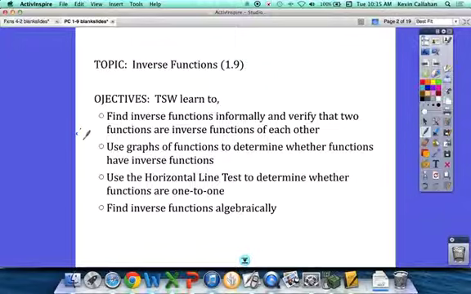This is pretty much identical to the lesson you should have gotten in Algebra 2 Trig if you were in that class. There's nothing really that much different about it. We're going to learn about inverse functions.